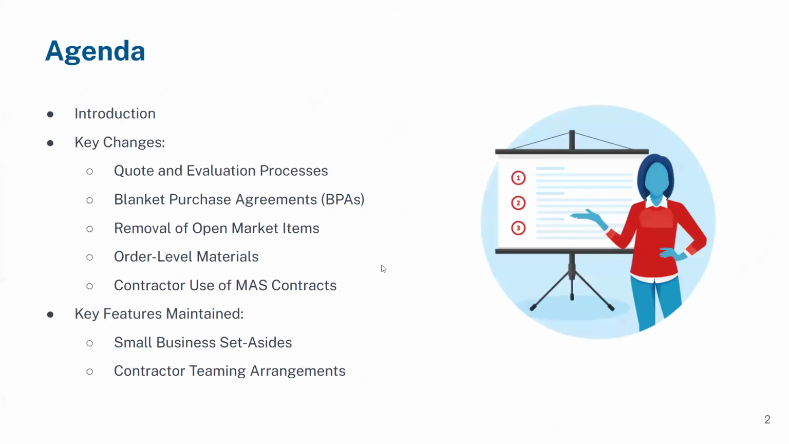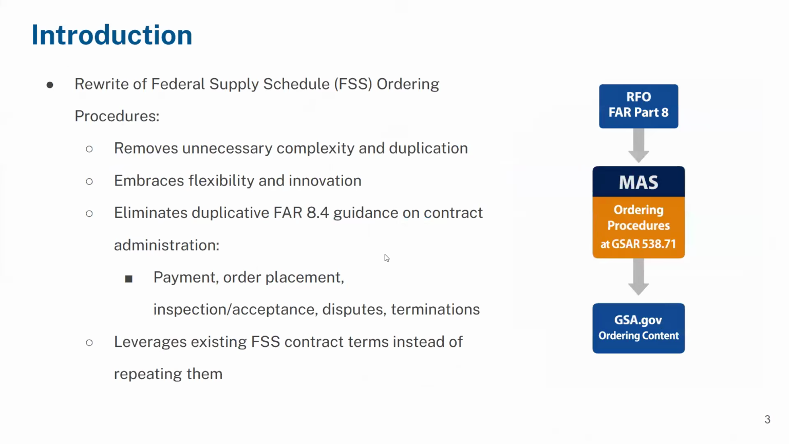We're going to be talking about two major sections in terms of the RFO as it relates to MAS or FSS ordering procedures. We're going to highlight some key changes, and we're going to highlight some of the key features that were maintained through the RFO updates. So there was a rewrite of a lot of things, right? RFO did a whole lot of updating to simplify and streamline processes for procurement across the federal government, and that includes federal supply schedule ordering procedures.